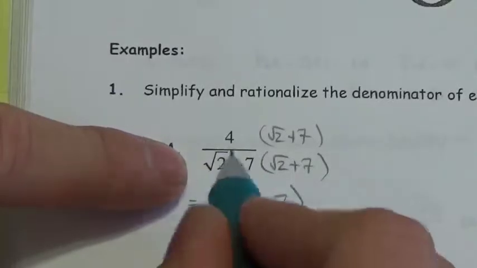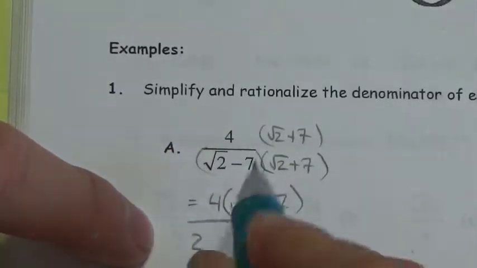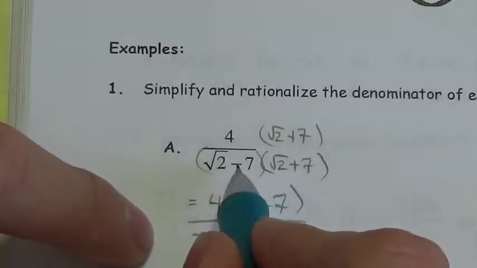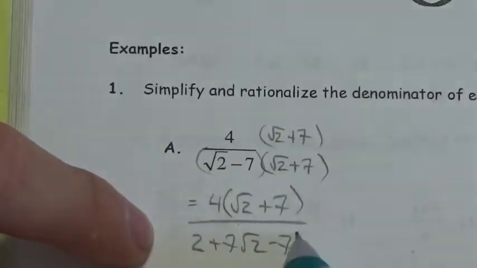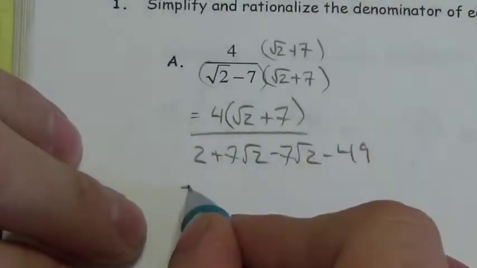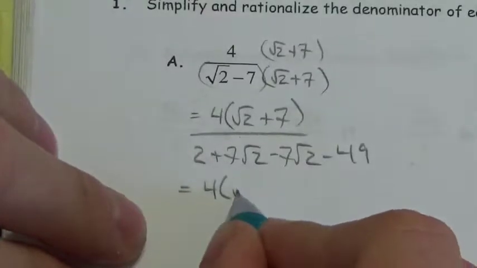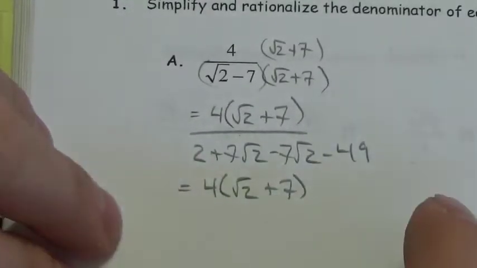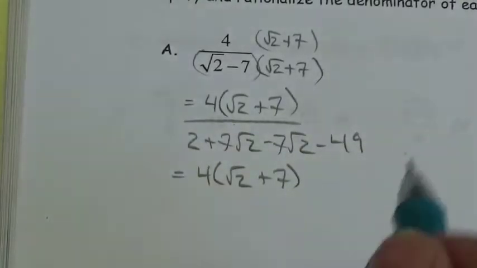Root 2 times root 2 is going to be 2. Root 2 times positive 7 is 7 root 2. Negative 7 times root 2 is negative 7 root 2. And then negative 7 times 7 is going to be negative 49. Now, up in the numerator, I might still leave that as 4 times root 2 plus 7. I might not multiply that out quite yet, and I'll explain why in just a moment.